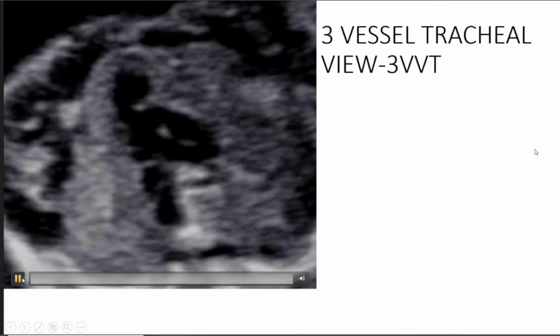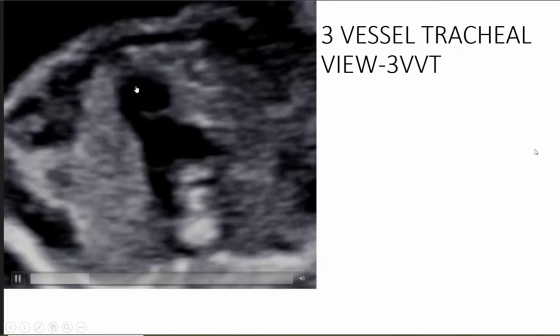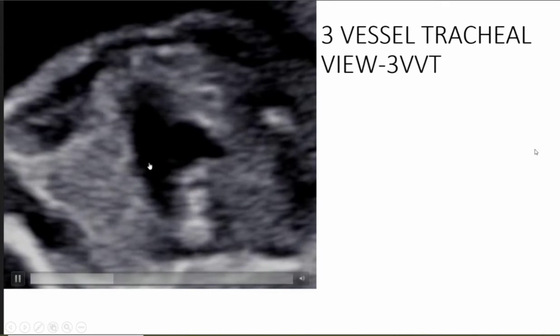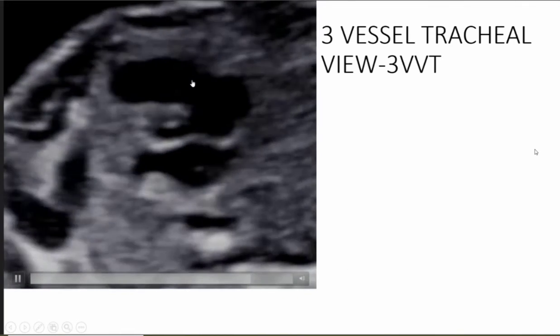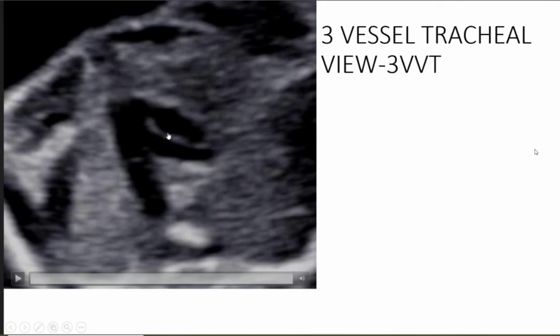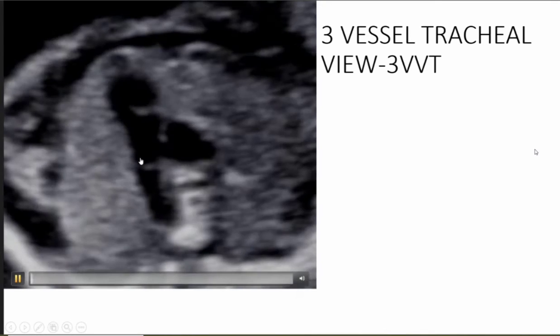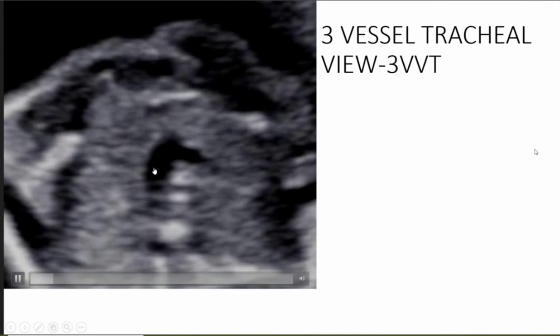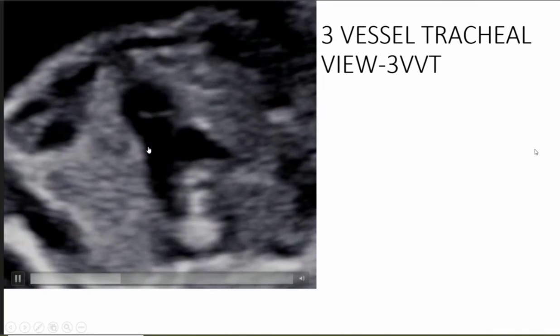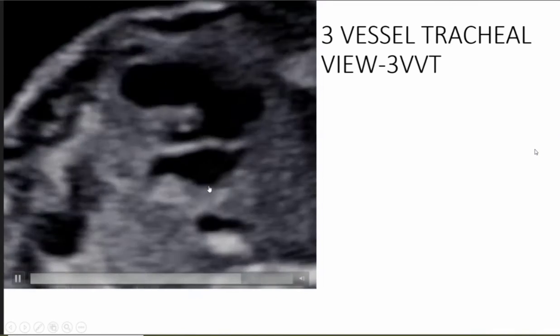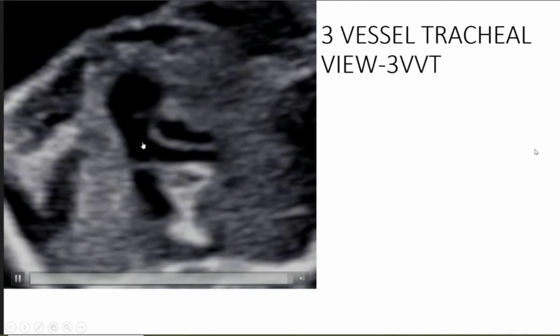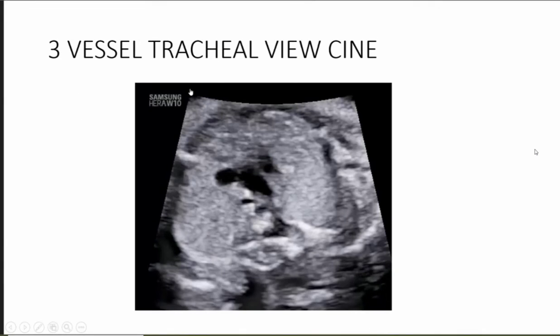Now we have the 3 vessel tracheal view. The pulmonary artery becomes the ductus arteriosus and stays on the left side, but the aorta becomes the arch of the aorta and moves from right to left side. And both these meet to the left of the trachea, in the shape of the English letter V. So that is the 3 vessel tracheal view.